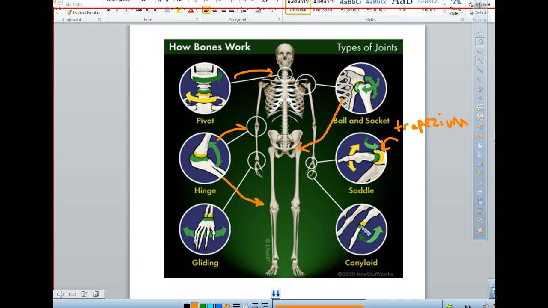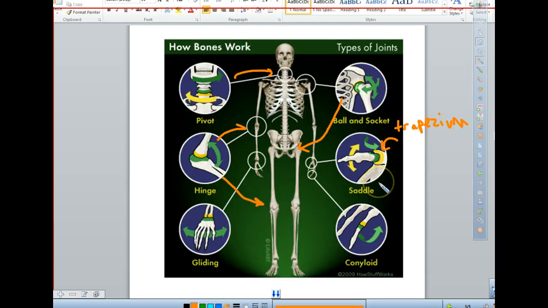The condyloid is a weird one. The condyloid is an oval-shaped condyle on one bone that fits into the elliptical cavity of another, like between the metacarpals and the phalanges. This type of joint permits a variety of movements in different planes. Rotational movement, however, is not possible. So you can move, but you can't rotate it.